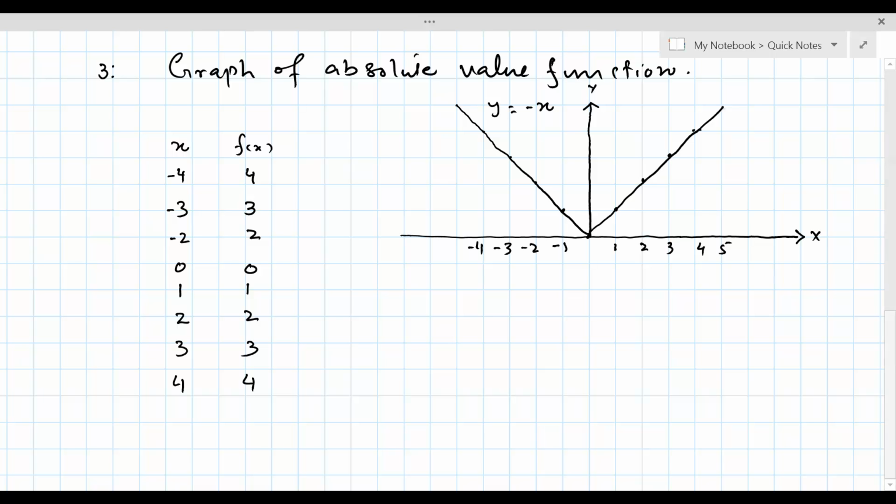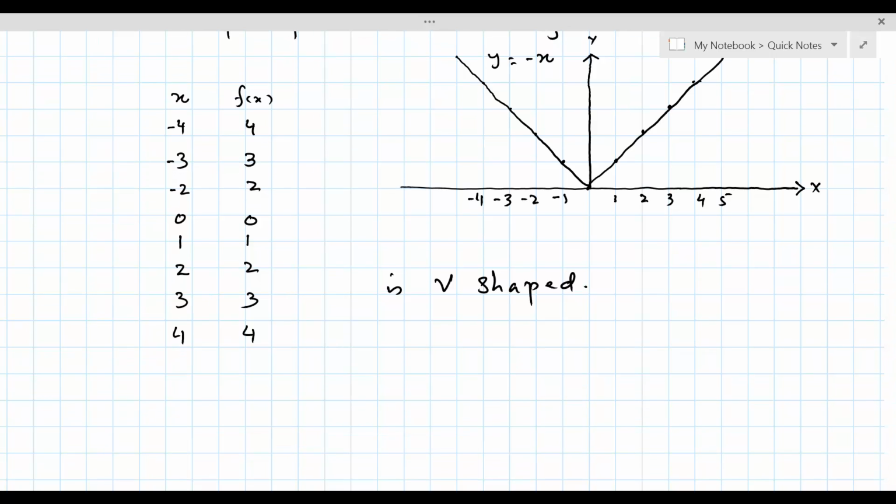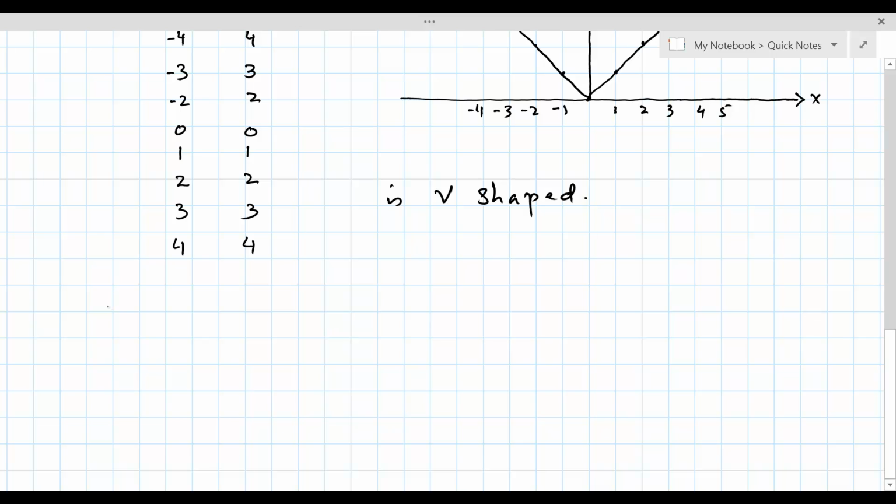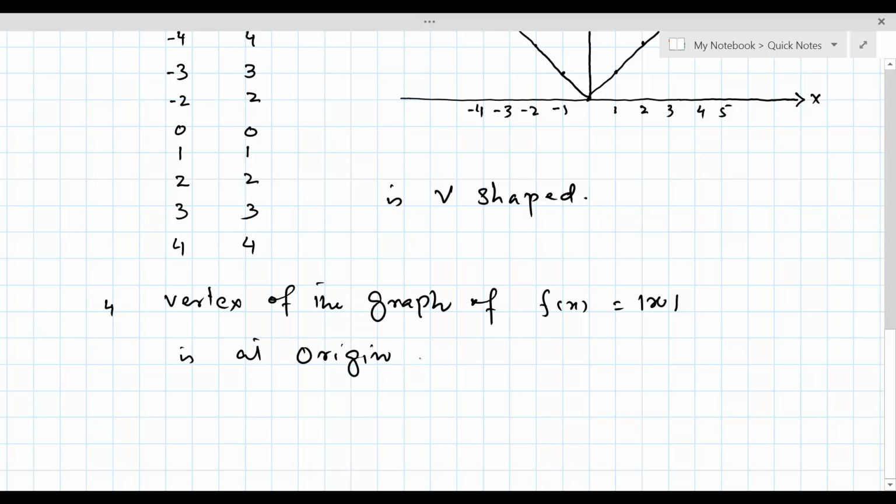So this is a V-shaped graph. So the graph of the absolute value function is V-shaped. And what we have noticed about this graph here is that its vertex is at the origin. That is number 4: the vertex of the graph of f of x equal to x mod is at the origin, that is 0, 0.